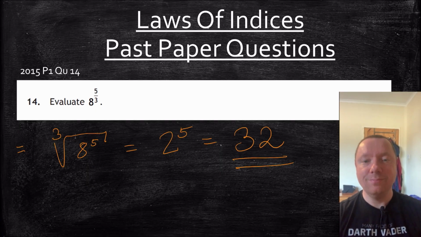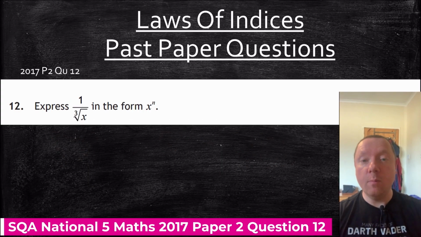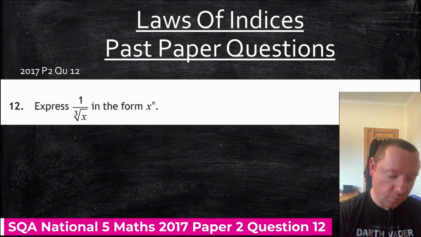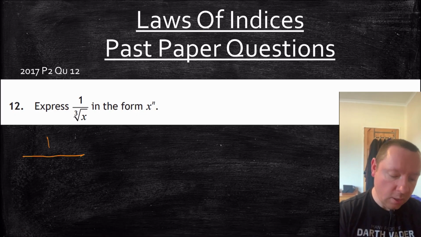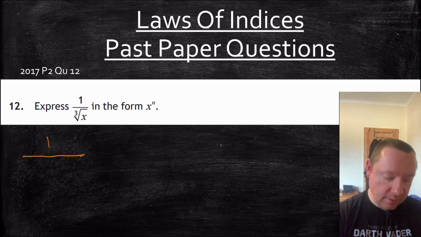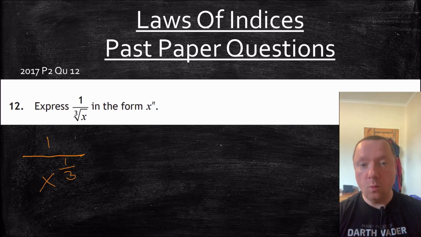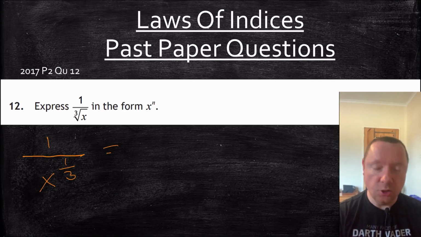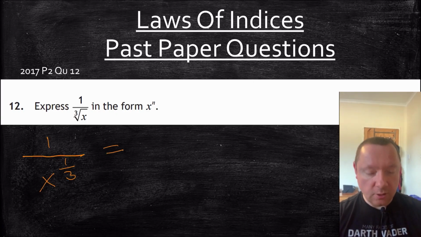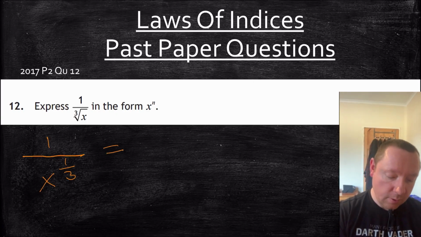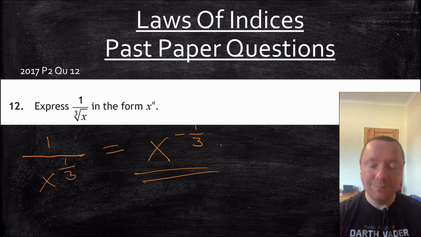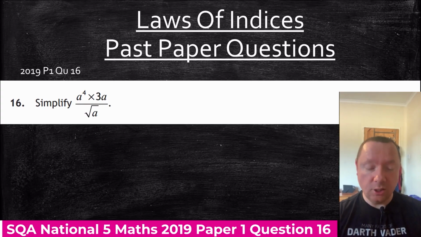Express 1 over the cube root of x in the form x to the power of n. In other words, a positive power with a number. So first of all, that is 1 over, well, the cube root of x is x to the power of 1/3. Because there's no power on the x, so it's just 1, and it's cube root, so it's over 3. Now that becomes, using the rule, that a fraction turns into a negative power, x to the negative 1/3. And we're done.